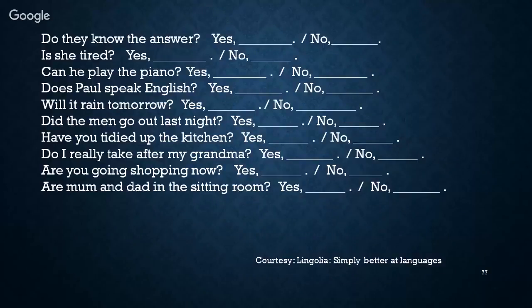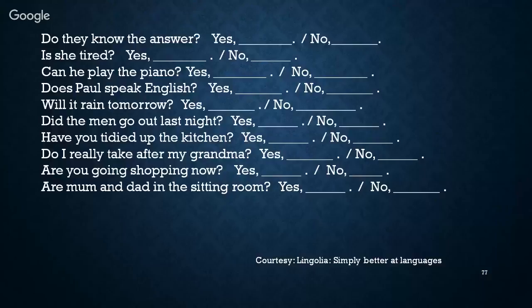Do they know the answer? Yes, they do. No, they don't. Is she tired? Yes, she is. No, she isn't. Can he play the piano? Yes, he can. No, he can't. Does Paul speak English? Yes, he does. Paul is a boy's name. No, he doesn't. Will it rain tomorrow? Yes, it will. No, it won't. Did the men go out last night? Yes, they did. The men is the plural form of the man. No, they didn't.